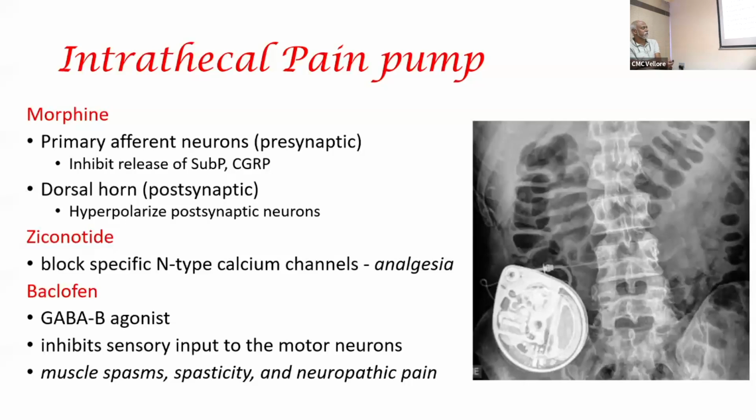Ziconotide basically blocks specific N-type calcium channels and is used for analgesia. And baclofen is very popular because it is used for muscle spasms, spasticity, neuropathic pain. The alternative is to give Botox injections nowadays, but the baclofen pump is very, very popular. And these children come back for refilling the baclofen. You can just inject it through this port. It's subcutaneous, you just refill it through that. And very useful, very, very effective.